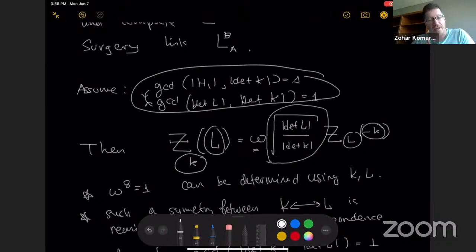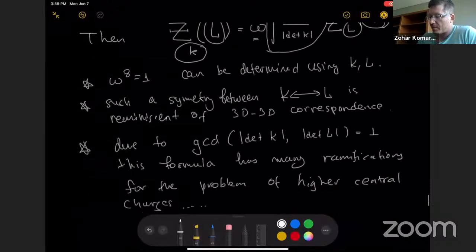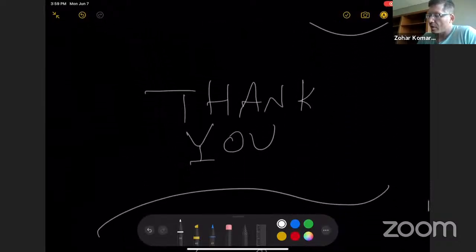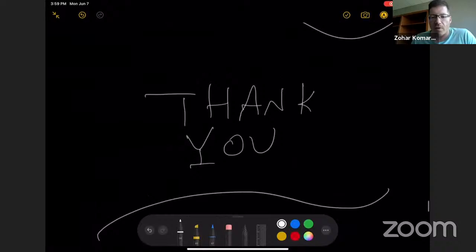So we've used this magic identity that we've proven for many little applications. But the fact itself that there is a symmetry between the surgery linking matrix and the K matrix is very suggestive of some geometric interpretation. So that's all I wanted to say. Thank you.